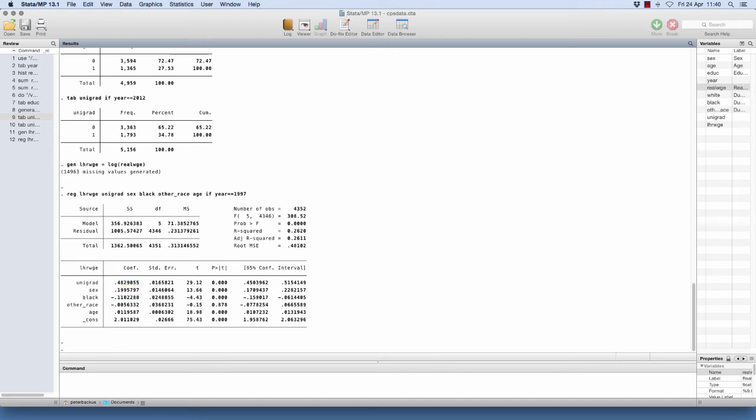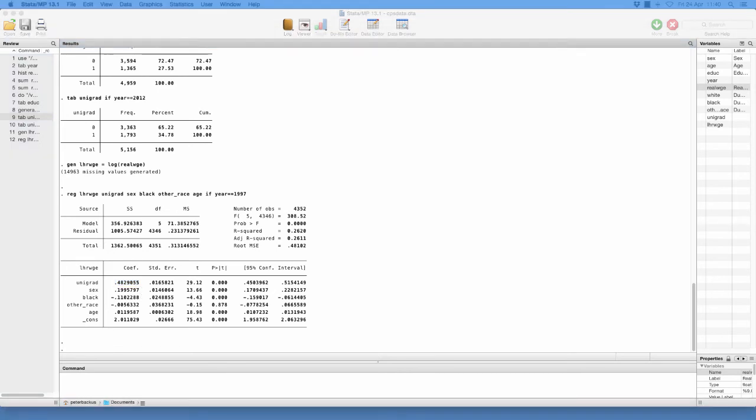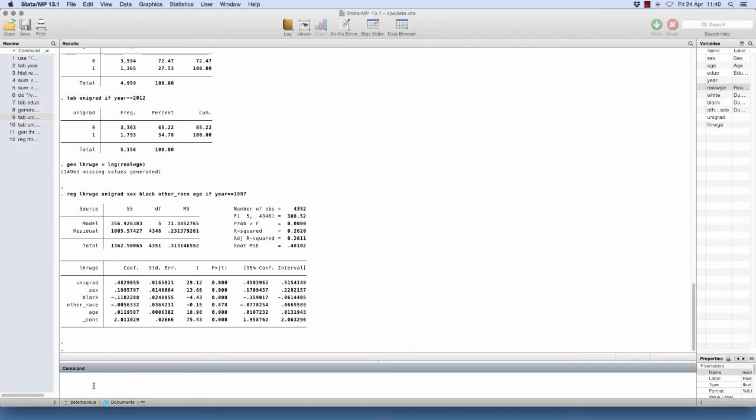So to do that, we're going to generate an interaction term, right? If we want to allow an effect to vary depending on some other variable, we generate an interaction term, which is simply the product of 2 variables. So here we're going to generate a new variable called inter, for interaction, which is equal to the product of year and unigrad.